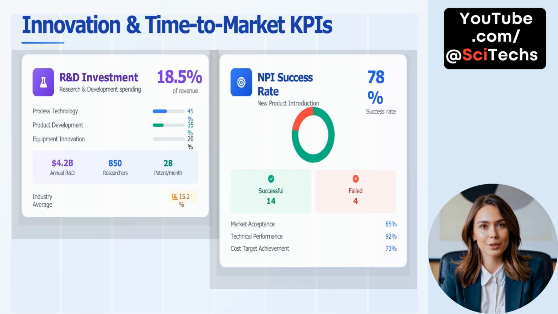The $4.2 billion in annual R&D spending is allocated across process technology, 45%, product development, 35%, and equipment innovation, 20%. With 850 researchers on staff and an output of 28 patents per month, the innovation pipeline appears strong and sustainable.